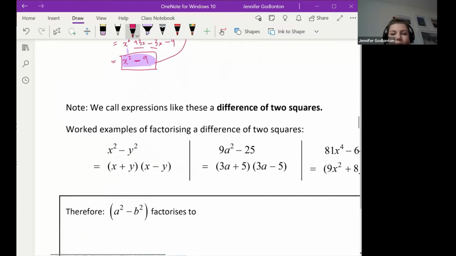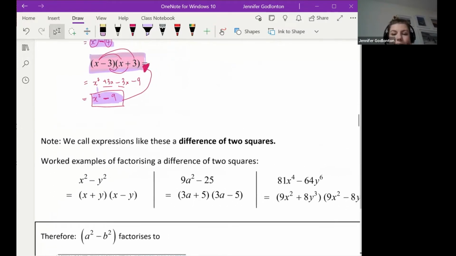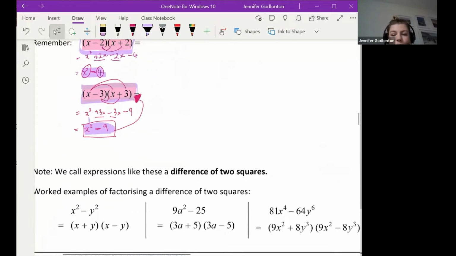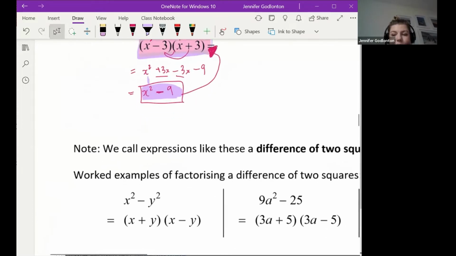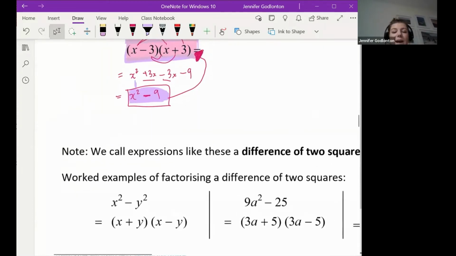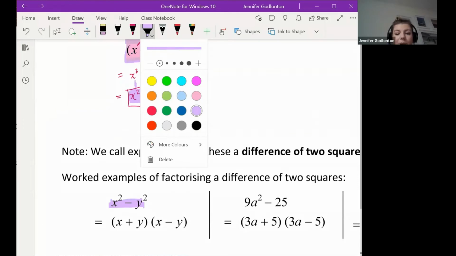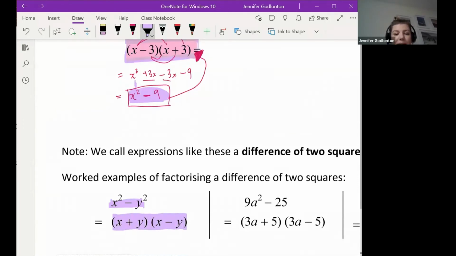So these are called difference of 2 squares. These ones have been factorized for you. Let's start with just these 2 over here. If I have x squared minus y squared and I was asked to factorize this question, my answer would be x plus y, x minus y.